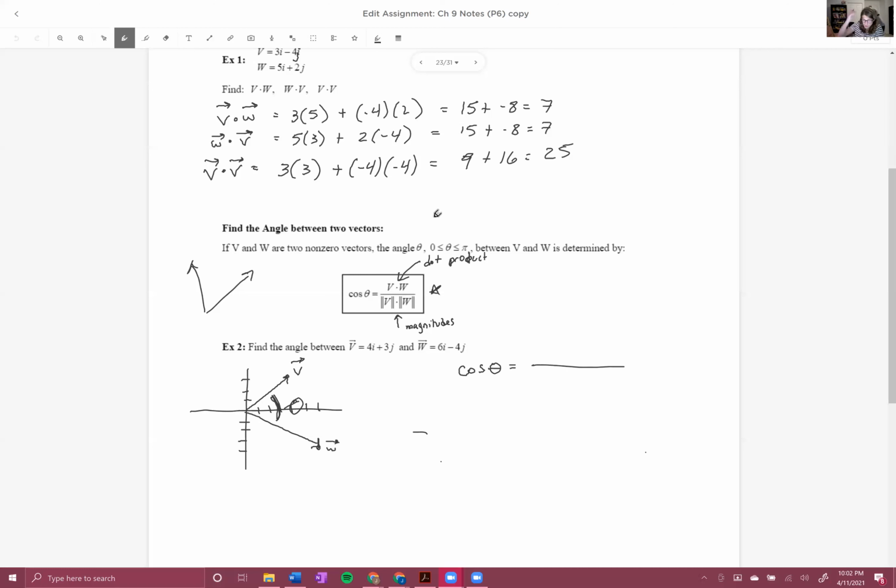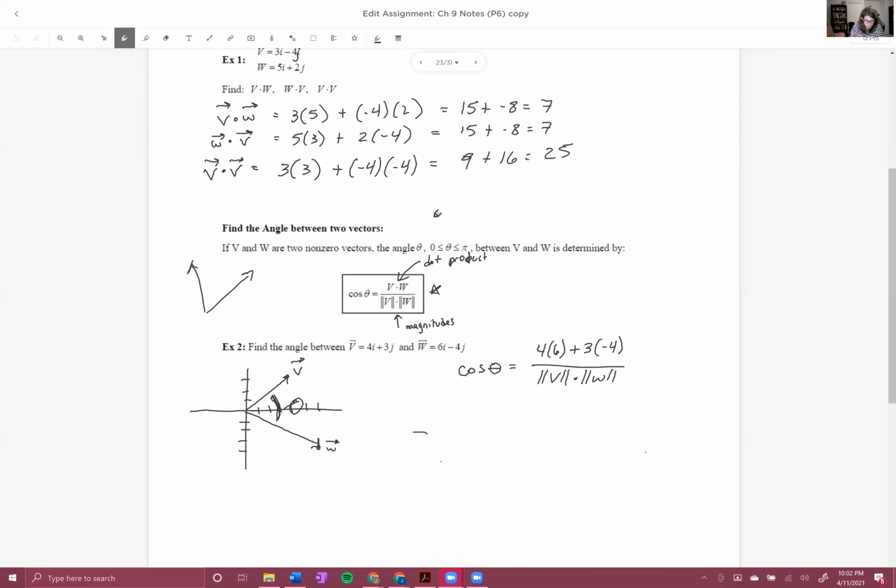On top, we're going to do our dot product. So we're going to take the i components, 4 times 6. We're going to add that to the j components, 3 times -4. On the bottom, we need our magnitudes. And then we're going to multiply those.